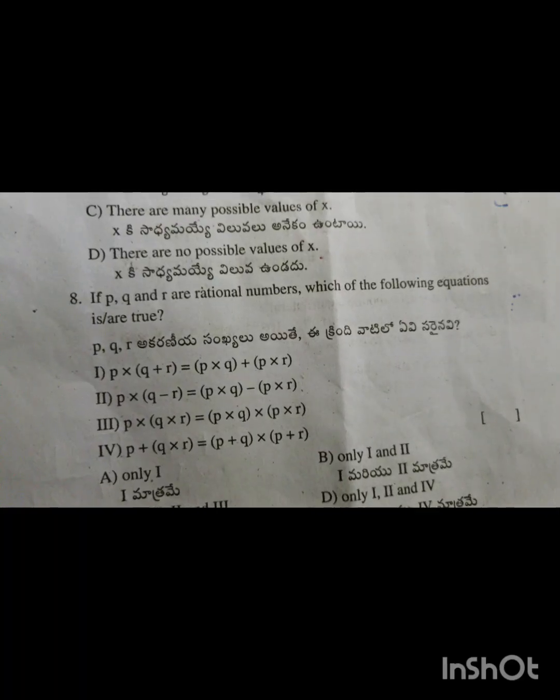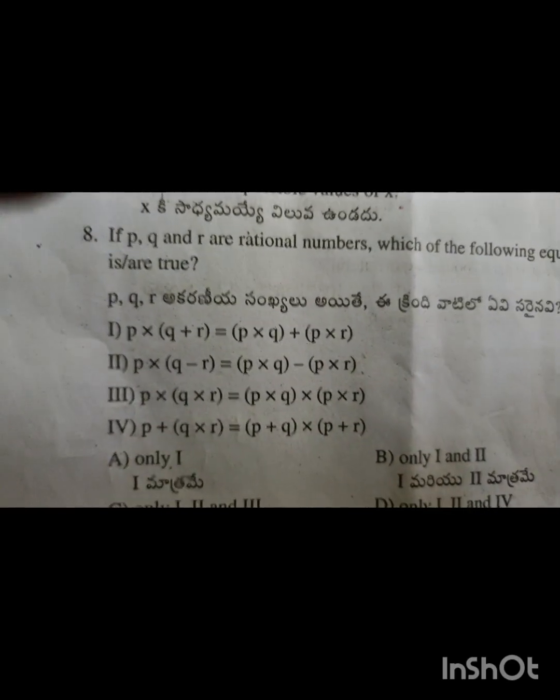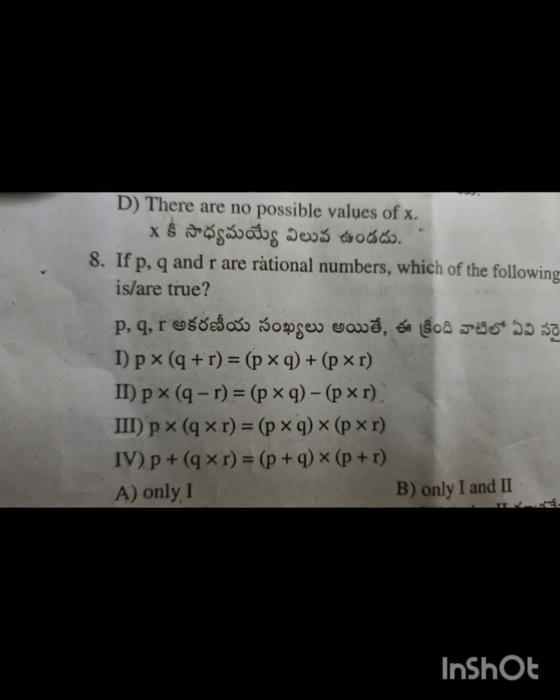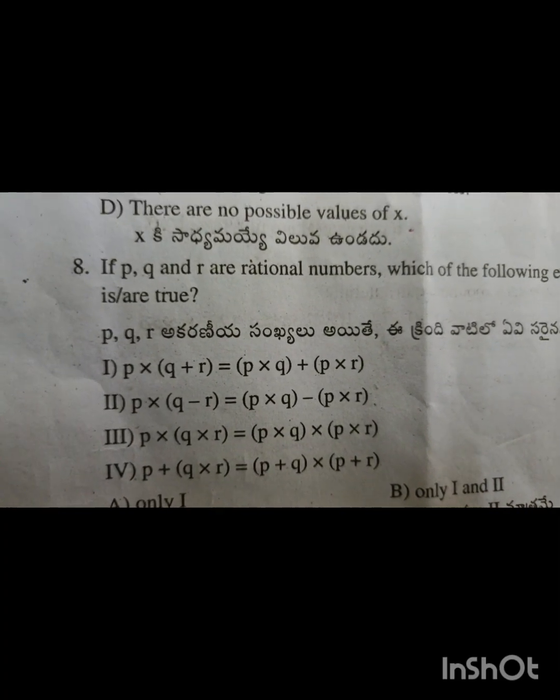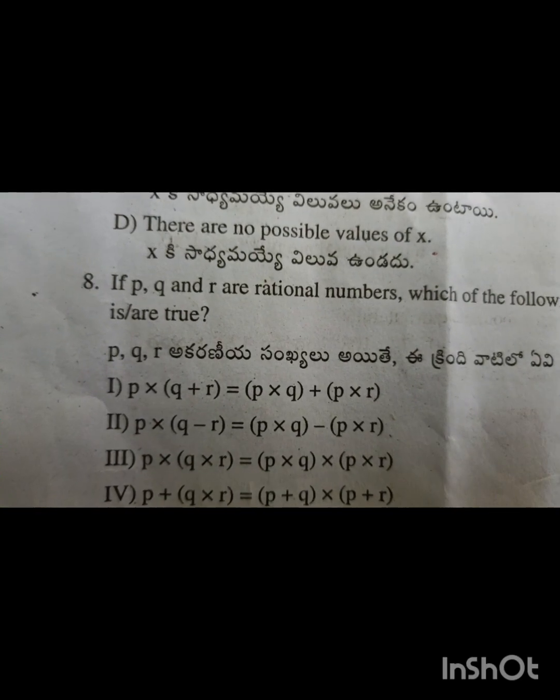Now, question number 8. If p, q and r are rational numbers, which of the following equations are true? P into Q plus R is equal to P into Q plus P into R. This is the distributive property, multiplication is distributive over addition. P into Q minus R is equal to P into Q minus P into R.